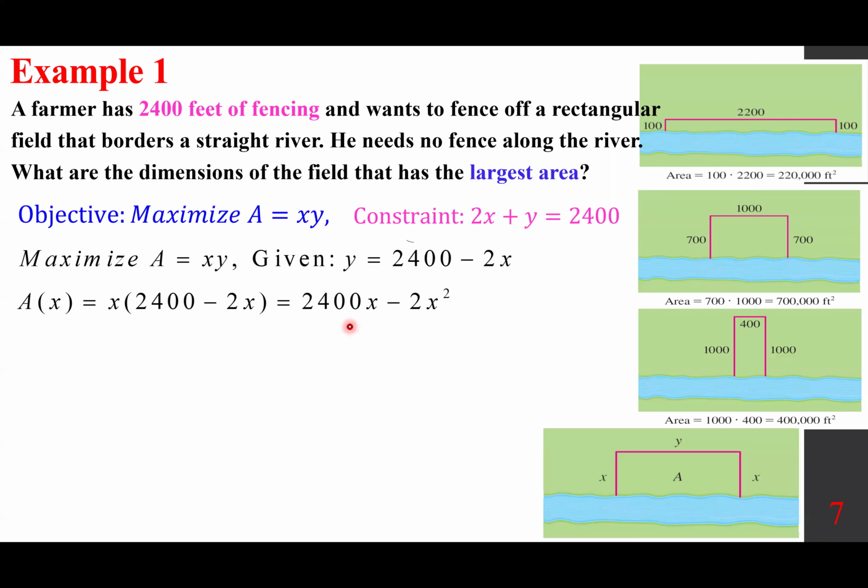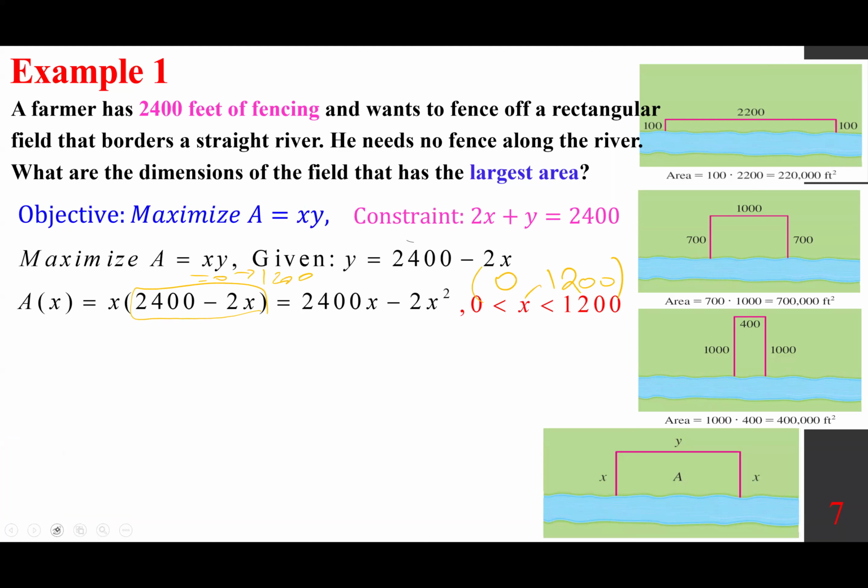A of x equals 2,400x minus 2x squared, which has one variable. And x is between 0 and 1,200. Here's the reason. X represents a dimension, must be positive, can't be 0. And y is less than 1,200. If you set this one equal to 0, this gives you 1,200. So it has to be less than that, because if it's equal to 1,200 it is 0, and if it's larger than 1,200, this expression becomes negative. And so you have an open interval of 0 to 1,200.